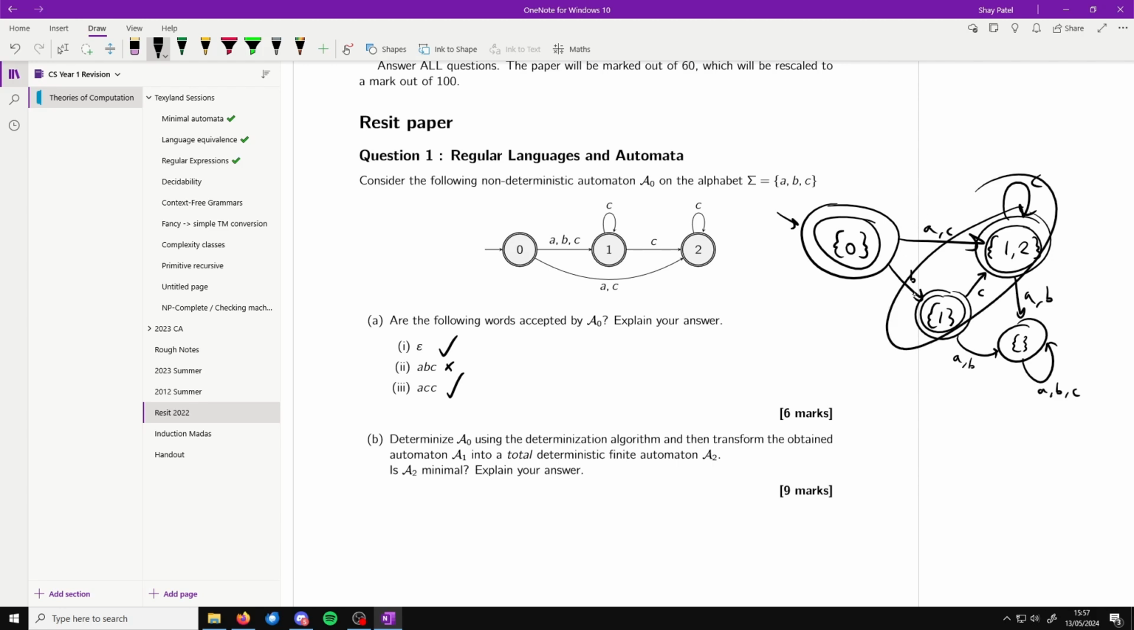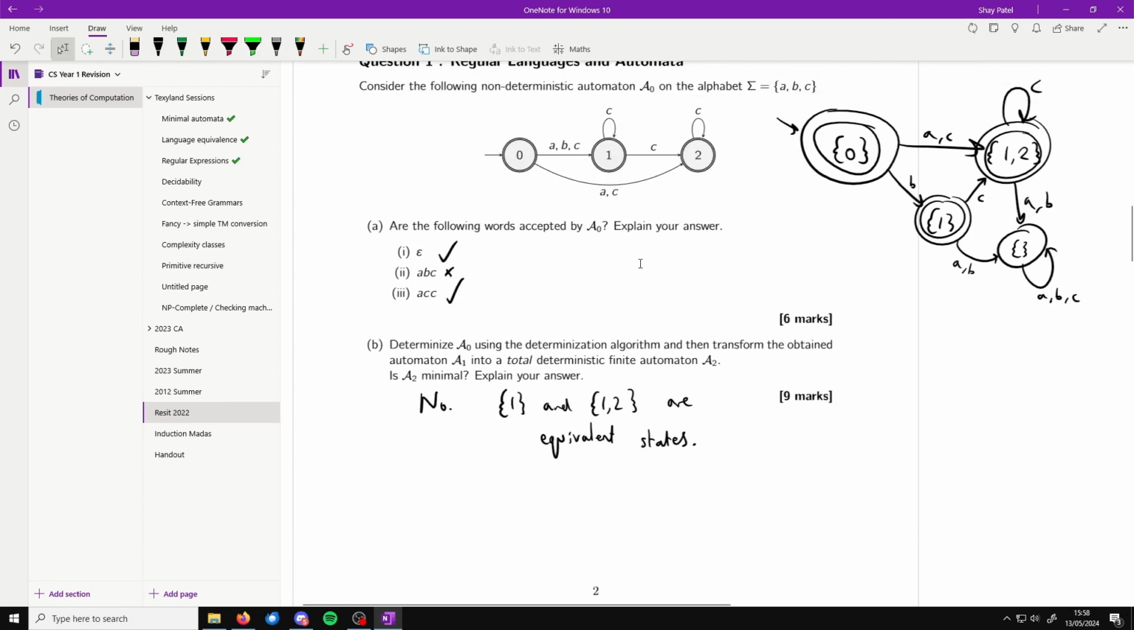We can merge these two states because they have the same outputs. Yeah, we could minimize it, but I don't think it's asking us to. It's just saying, is A2 minimal? No. 1 and 1, 2 are equivalent states. Yeah, I mean, it's not asking, but I guess you could.